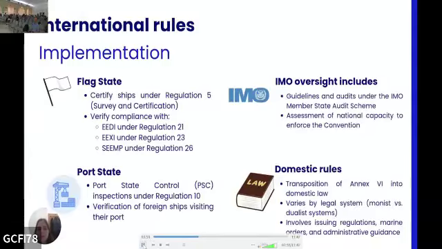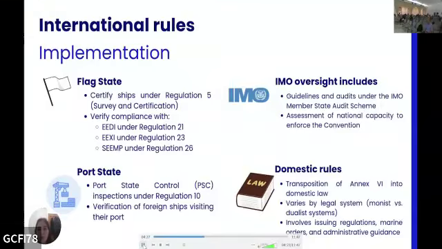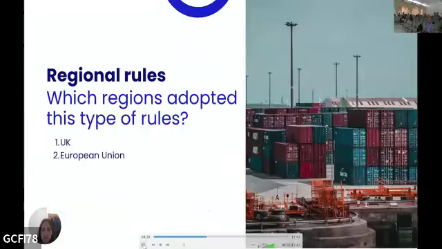The implementation occurs at both the flag state and the port state level. So flag states are responsible for survey and certification, verifying compliance with all the standards that we talked about. Port states in turn can conduct port state control inspections to verify foreign vessels' compliance. The national implementation varies depending on whether a country has a monist or dualist legal system. So we will see different types of regulations or administrative guidance. And then the IMO provides guidelines and audits to assess a national capacity to enforce the convention.